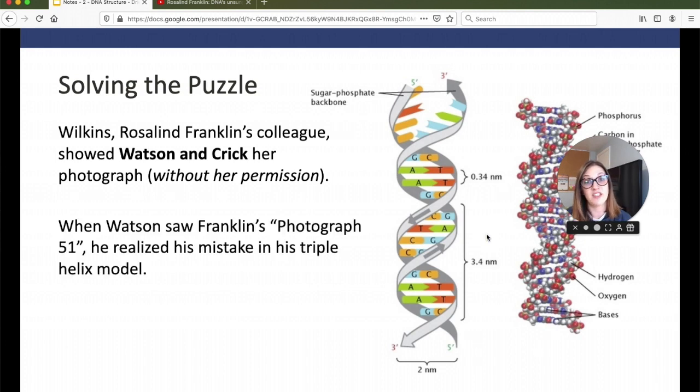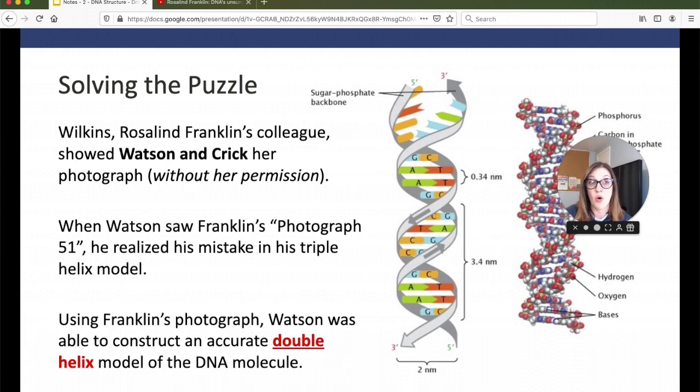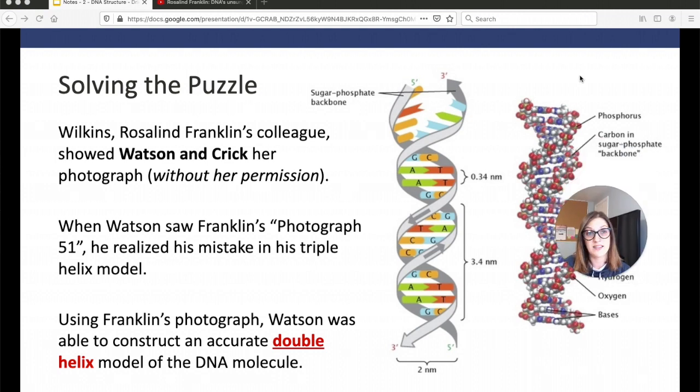And with this photograph, James Watson and Francis Crick were able to realize their mistake in their triple helix model, and they were essentially able to develop their own ball and stick model. So they constructed an accurate double helix model of the DNA structure, and they did not tell Rosalind Franklin that they got that information from her.